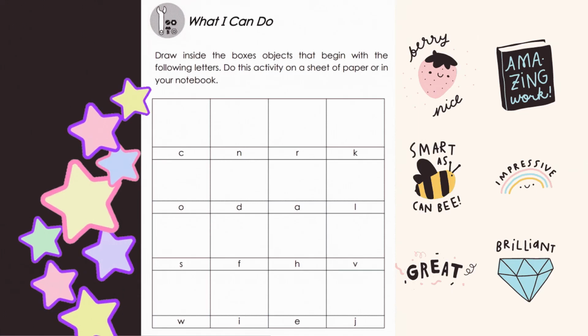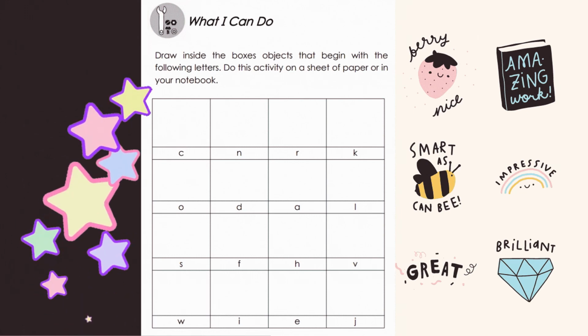For what I can do, draw inside the boxes objects that begin with the following letters. Do this activity on a sheet of paper or in your notebook. We are going to think of words or objects that start with the given letters inside the boxes, and then we are going to draw it.